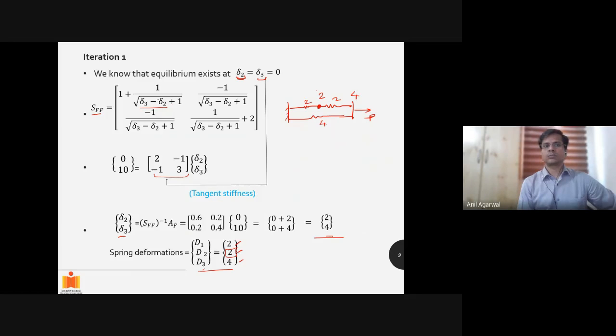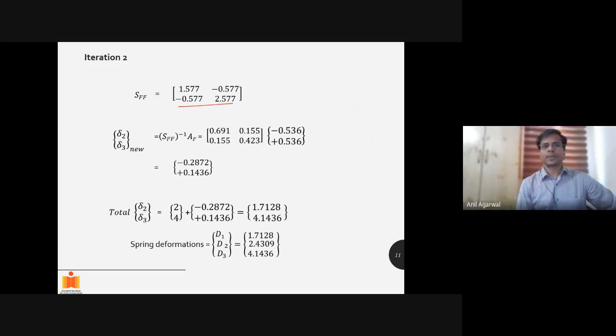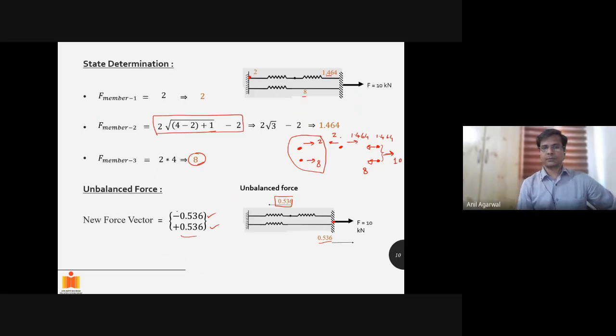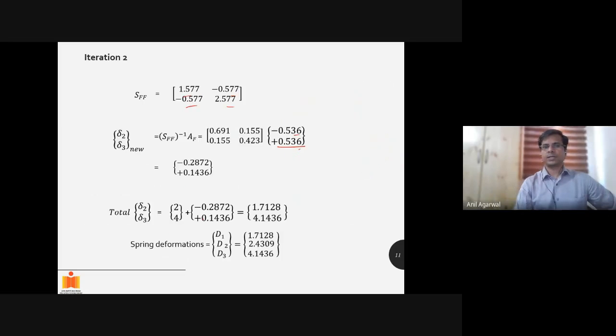So correspondingly, the stiffness matrix will change. So that stiffness matrix has new values now, right? And the unbalanced force we had input plus 0.536 minus 0.536 in that order, minus first and plus first, as it was here. That is the unbalanced force. This is the inverse of the stiffness matrix. We have taken the inverse of this stiffness matrix. You don't have to take the inverse. You can solve it by any other method. And we get the deflection values. These are the new deflections for the unbalanced force.